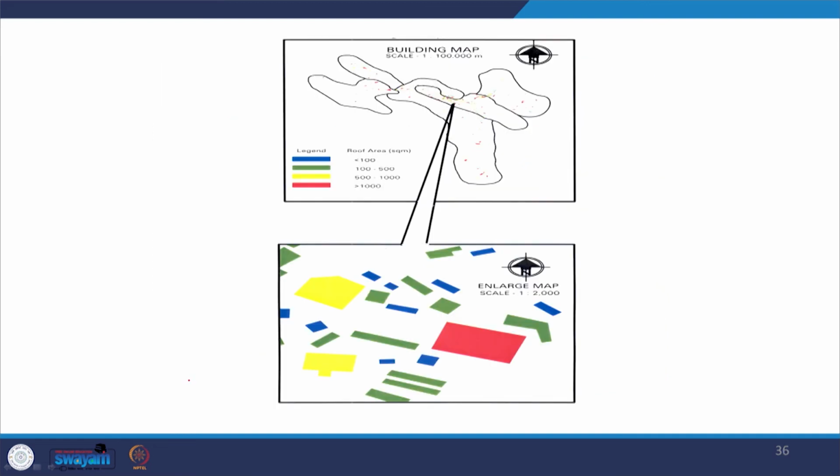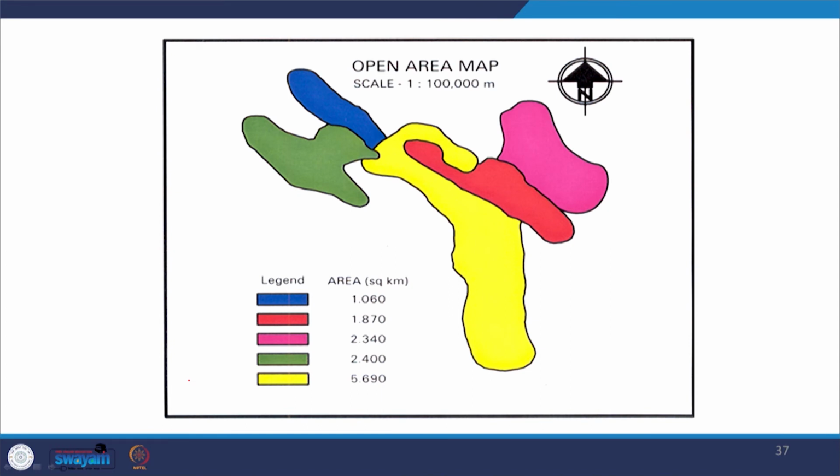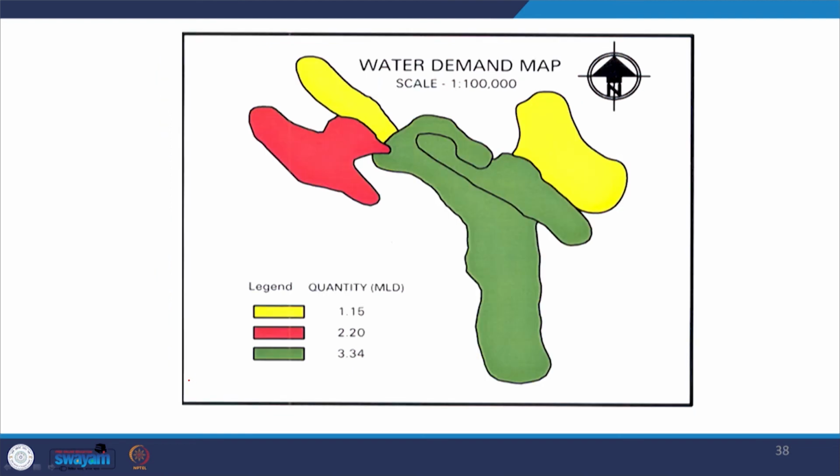Then building maps. So, in each and every zone, you carry out the footprint mapping of the buildings, which you can do very easily nowadays with high resolution satellite images. So, once you have the footprint of the building, you can also identify how much is the rooftop area of each and every building. This is the open area map, how much is the open area in each of the zone, that also you can show, and then what is the water demand in each of the zones.